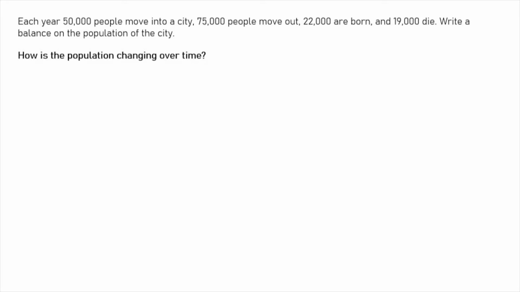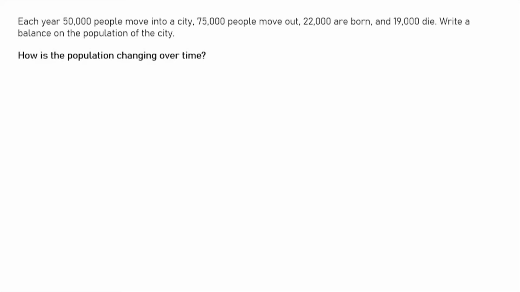Hi everyone, so we're going to use the CBE concepts to look at a real-life example about a city and population. So this example says, each year 50,000 people move into a city, 75,000 people move out, 22,000 people are born, and 19,000 die. Write a balance on the population of the city. How is the population changing over time?